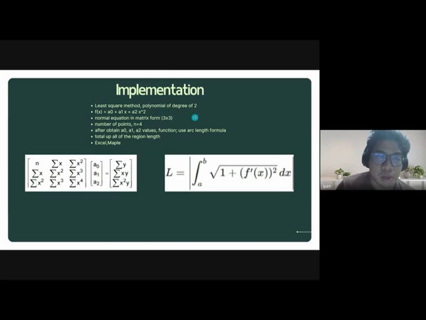To solve it, we use the normal equation in matrix form, where the number of points is n equals 4. After we obtain the a0, a1, and a2 values and the function, we can use the arc-length formula to get the length for each region. Then we total the region lengths to determine the perimeter of the lake. The software used here is Excel and Maple.